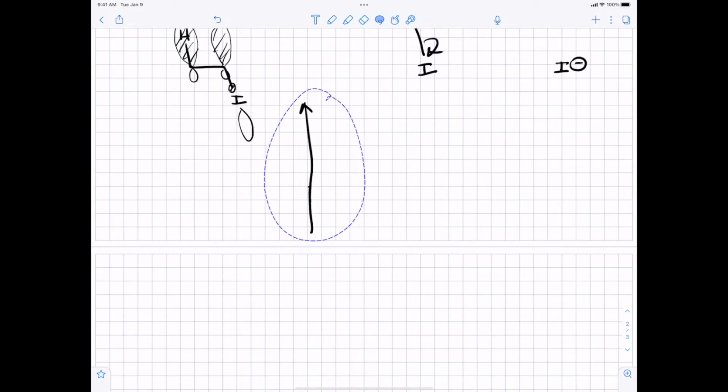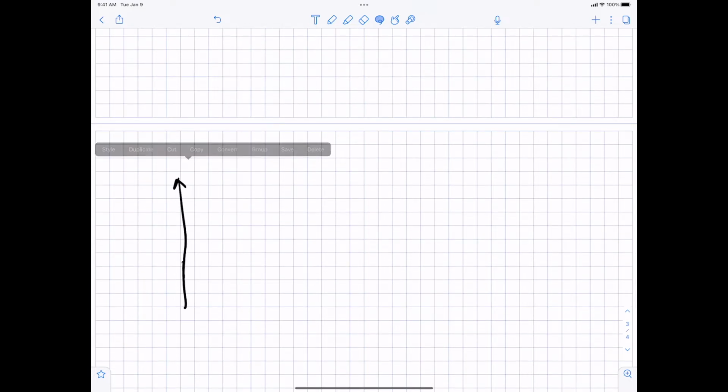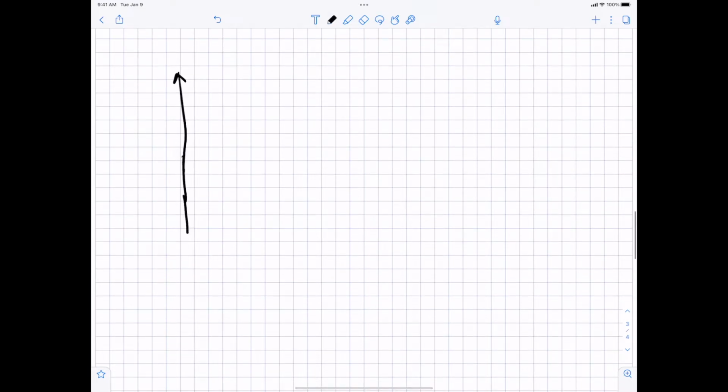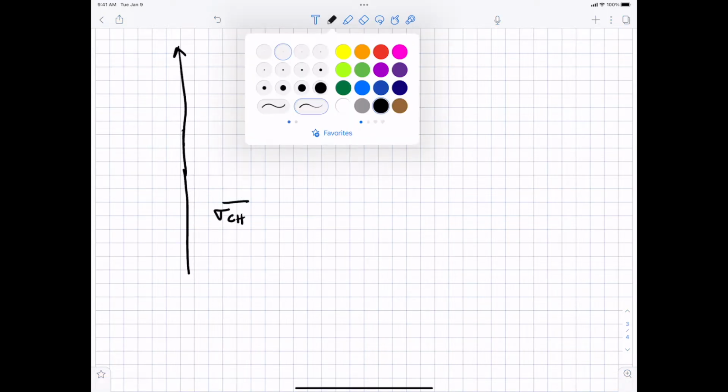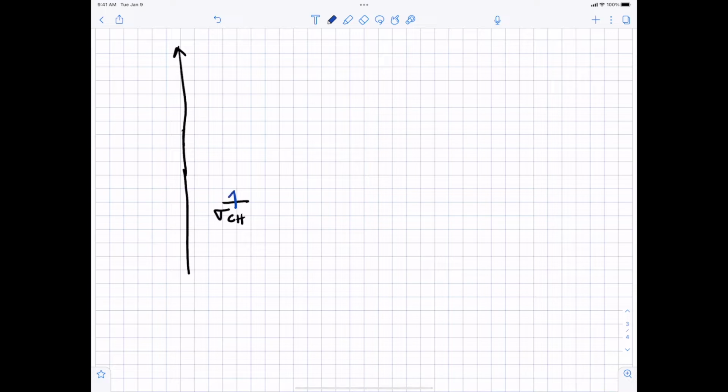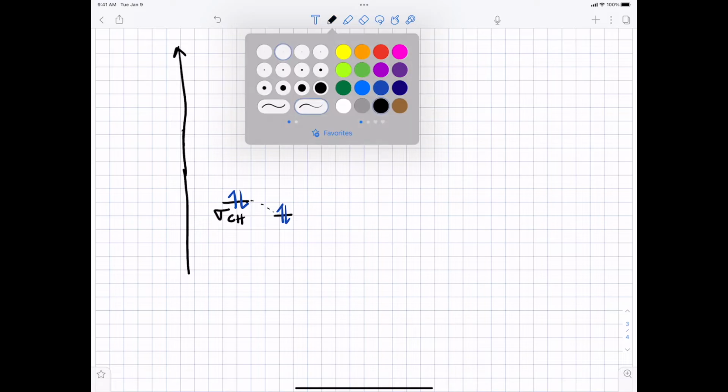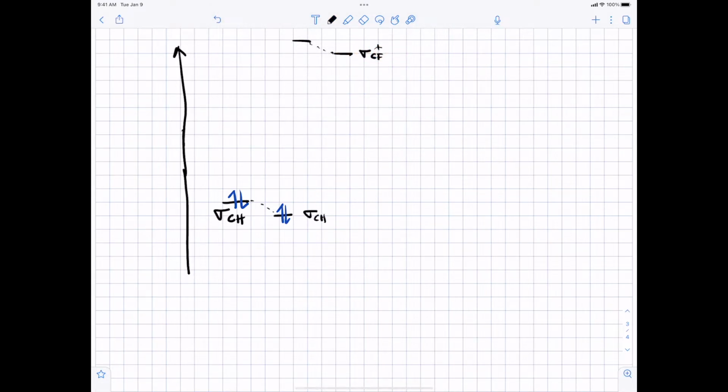Let me try that again with a little bit more space. Remember up above, we had a carbon hydrogen sigma bonding orbital with electrons in it, and we mixed it with an adjacent carbon fluorine sigma star. And because they were so far apart in energy, we got only a little bit of stabilization, right? And this is the carbon hydrogen plus the carbon fluorine sigma star.